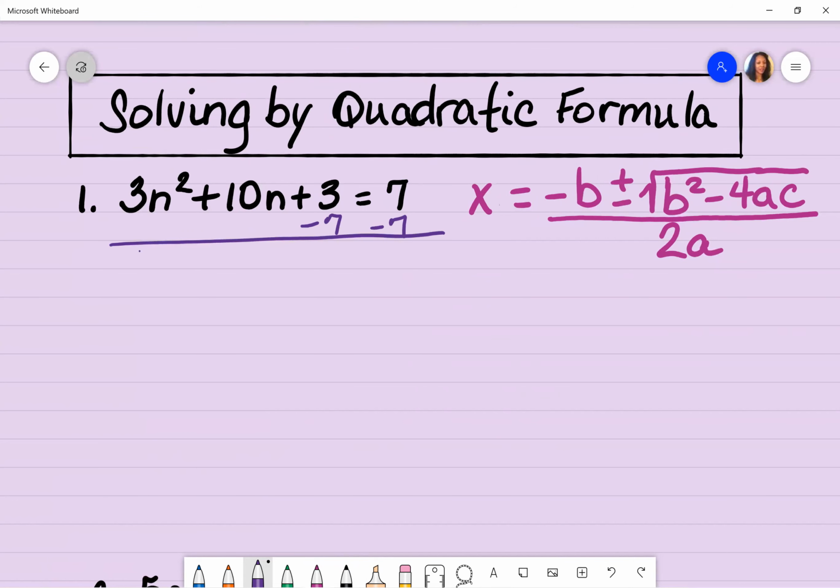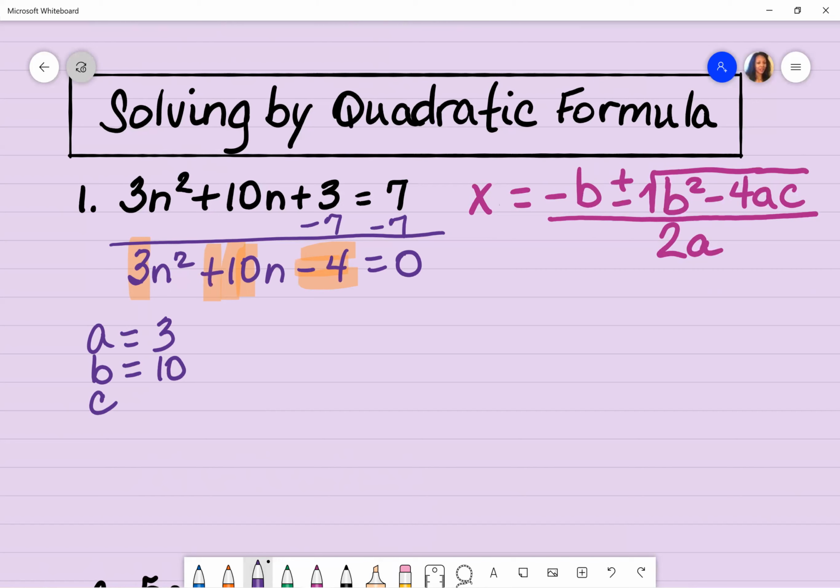And now we're left with 3n squared plus 10n minus 4 is equal to 0. So as long as it's equal to 0, we know we have it in standard form. Now let's identify our A, B, including a sign, and our C. Or you can write it A, B, C. A is 3, B is 10, and C is -4. I like to write it this way so that I can see the sign.